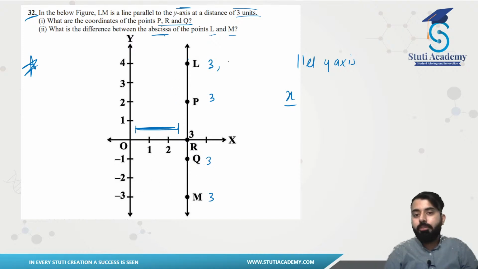I am 4 units upward, that should be 4. I am 2 units upward, that should be 2. I am 1 unit downward, that means negative 1. I have 3 units downward, that means negative 3. So, these are the coordinates that we had to find out.